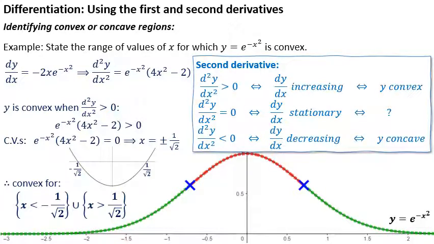So we have a convex graph when the second derivative is positive because the gradient is increasing. We have a concave graph when the second derivative is negative because the gradient is decreasing. But as we've seen, if the second derivative is 0, we're a little cautious about saying point of inflection. We can't necessarily say that for sure. That's the next thing we need to look at in detail.